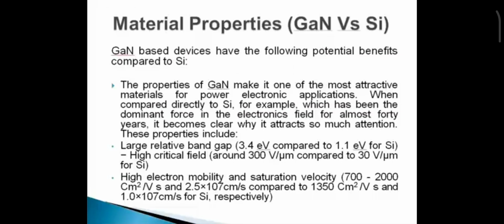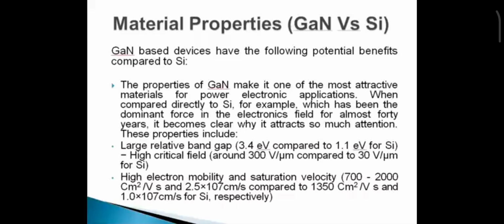Next is the material properties of gallium nitride versus silicon. Gallium nitride based devices have the following potential benefits as compared to silicon. Nowadays we are using silicon material, but in the future gallium nitride will replace silicon. The properties of gallium nitride make it one of the most attractive materials for power electronic applications when compared directly to silicon, which has been the dominant force in the electronic field for almost 40 years. It becomes clear why it attracts so much attention.